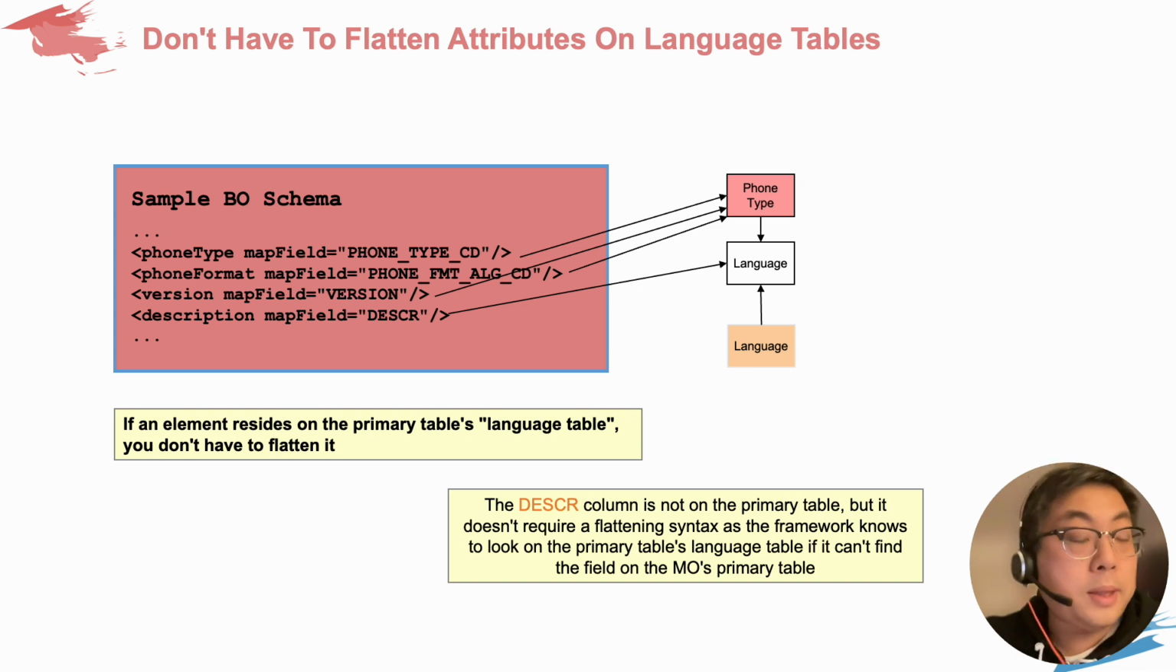Okay, so another example is on the language table. Language table is a bit special, so you don't have to use a map child, because language table is actually treated as a flattened element, and it treats the column as a parent, the primary table column. So in this case, you just map field to description. Although physically, language table is a child table.